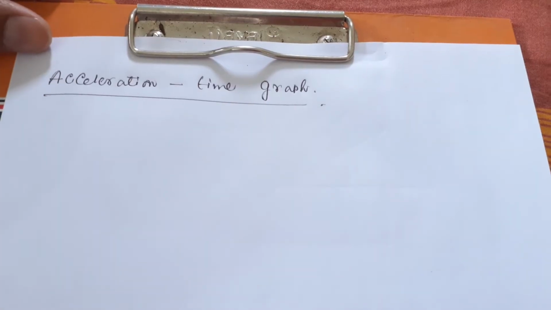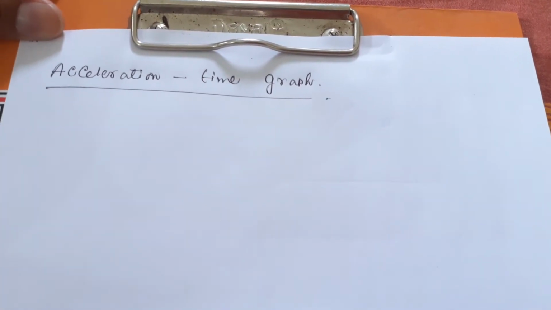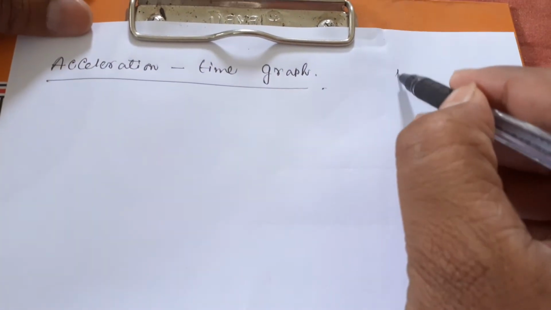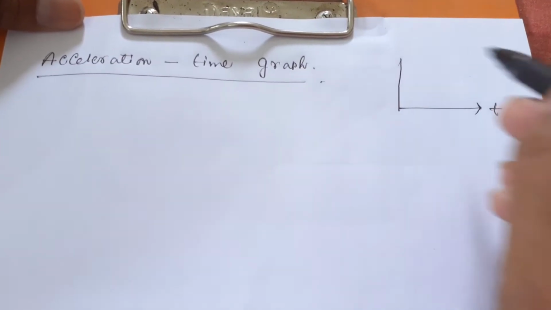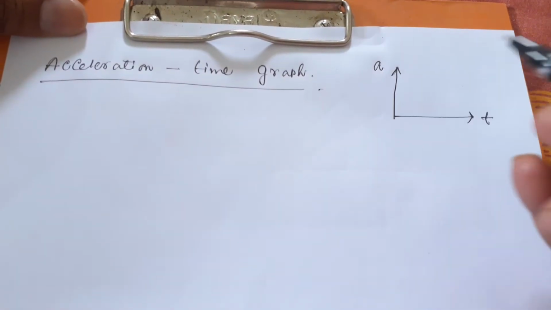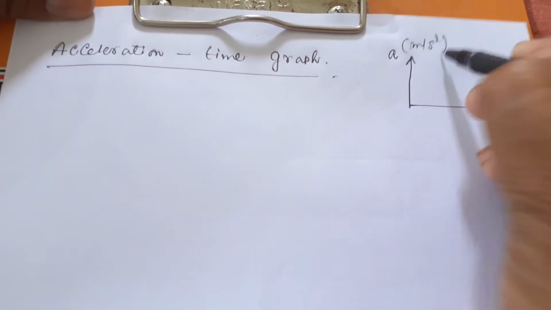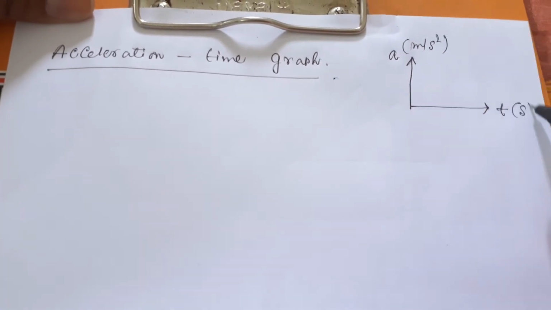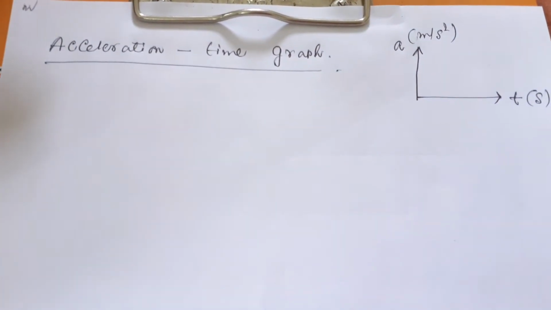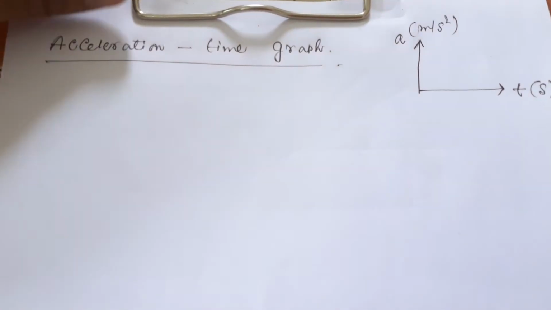type of graph. So here along the x axis we will consider the time, and along the y axis we will consider the acceleration. Like this, time will be along the x axis and the acceleration will be along this y axis. Most of the time the unit will be chosen as meter per second square, and time will be in second. So this is the first thing. Now we will read a few cases one by one.